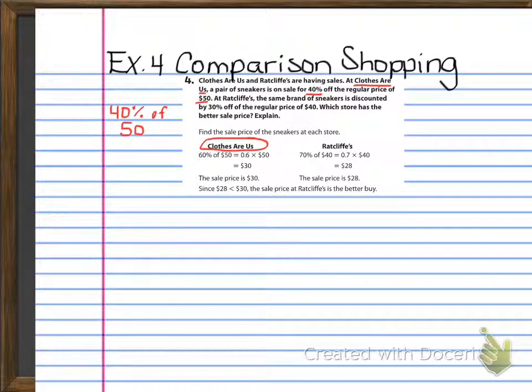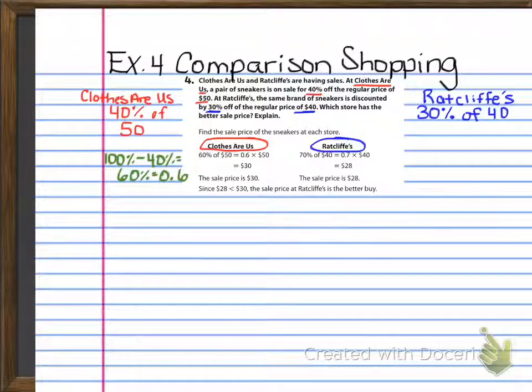And then it says that at Ratcliffe's, the same brand of sneakers is discounted by 30% off the regular price of $40. So you want to go ahead and write 30% off of 40, and you want to write Ratcliffe's name on the top of it. Okay, so now I've written Ratcliffe's and Clothes R Us.